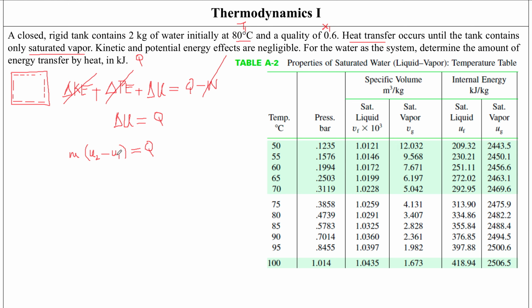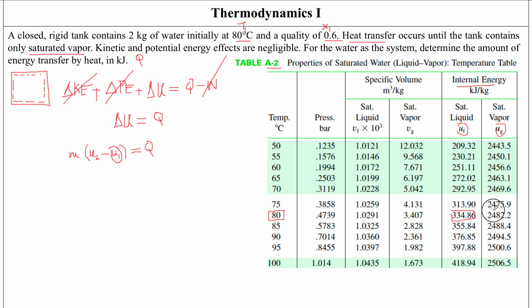Okay, so you need to find out the value for U1 here first of all, and for that you go to table A2. And what do you do in table A2? You've got temperature given to you, so let's go and take a look at 80 Celsius. And at 80 Celsius, because you're trying to find out internal energy, you're going to look at this column. You've got UF, which is given to you, UG, which is given to you, and you've got quality given as well.